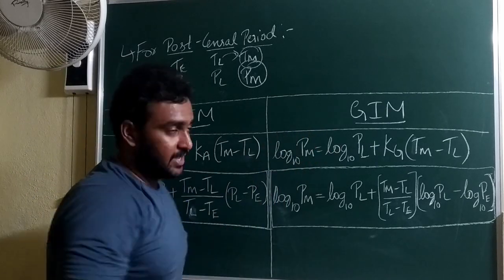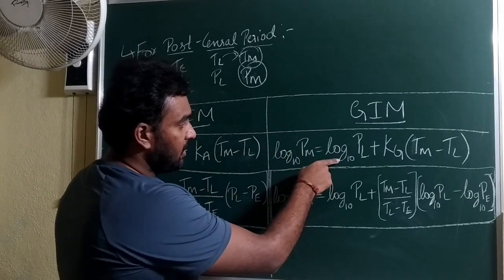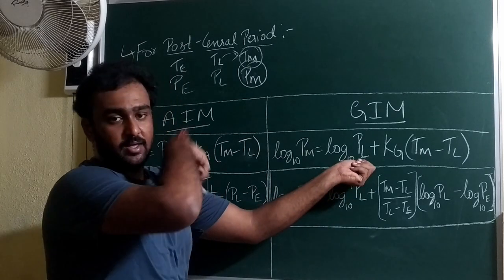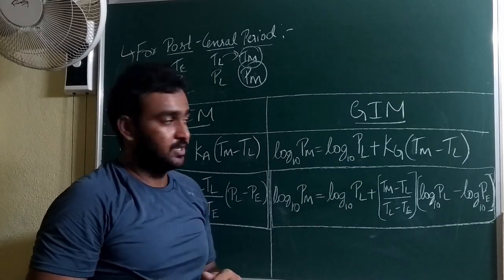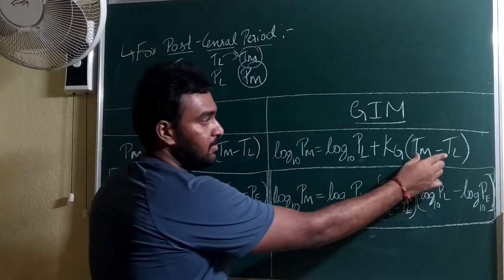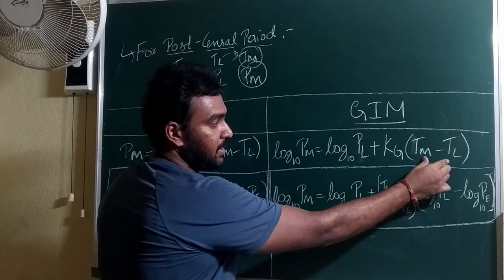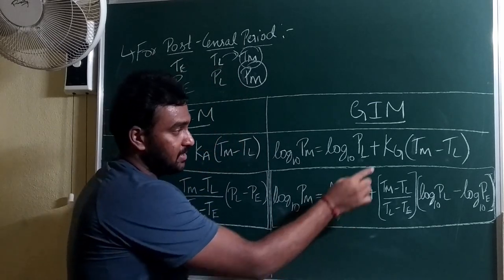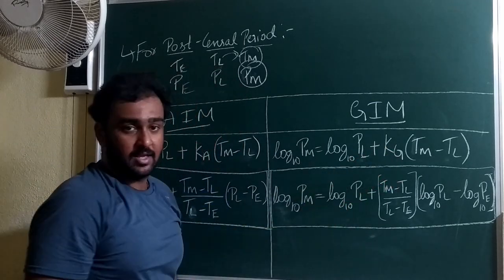Now let us consider the geometrical method. Everything remains the same. The only change is that PL is considered over here, where PE was considered in the earlier intercensal period estimation. Here, instead of PE, PL is there. The time interval will be TM minus TL. And this is the formula which we will have after substituting the Kg value.